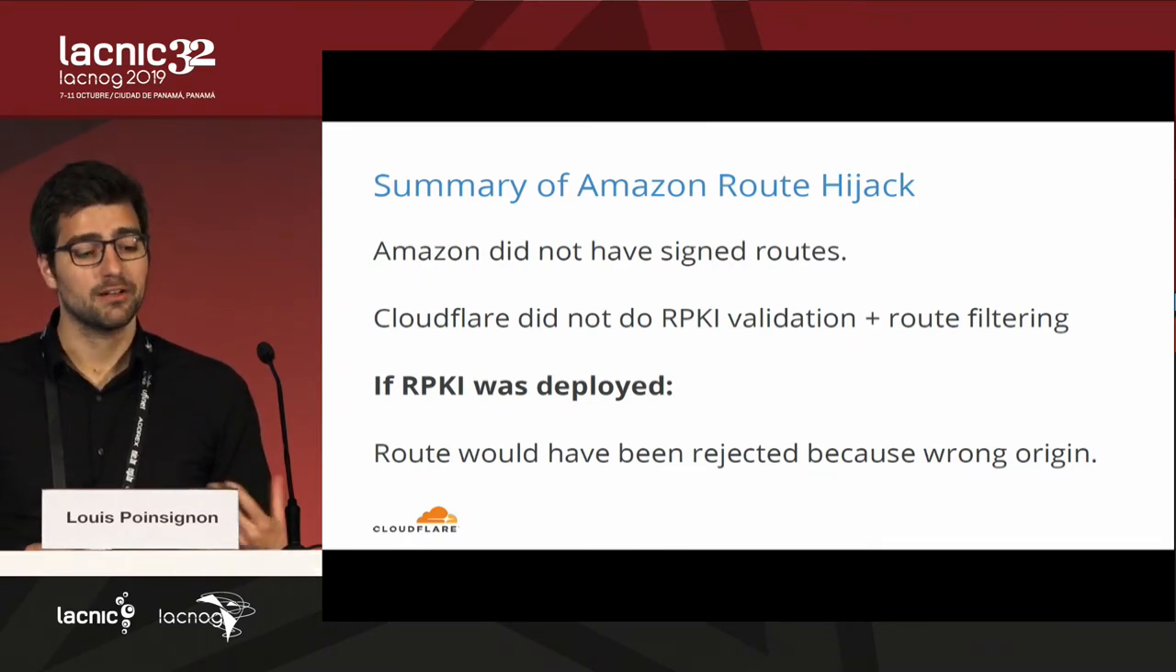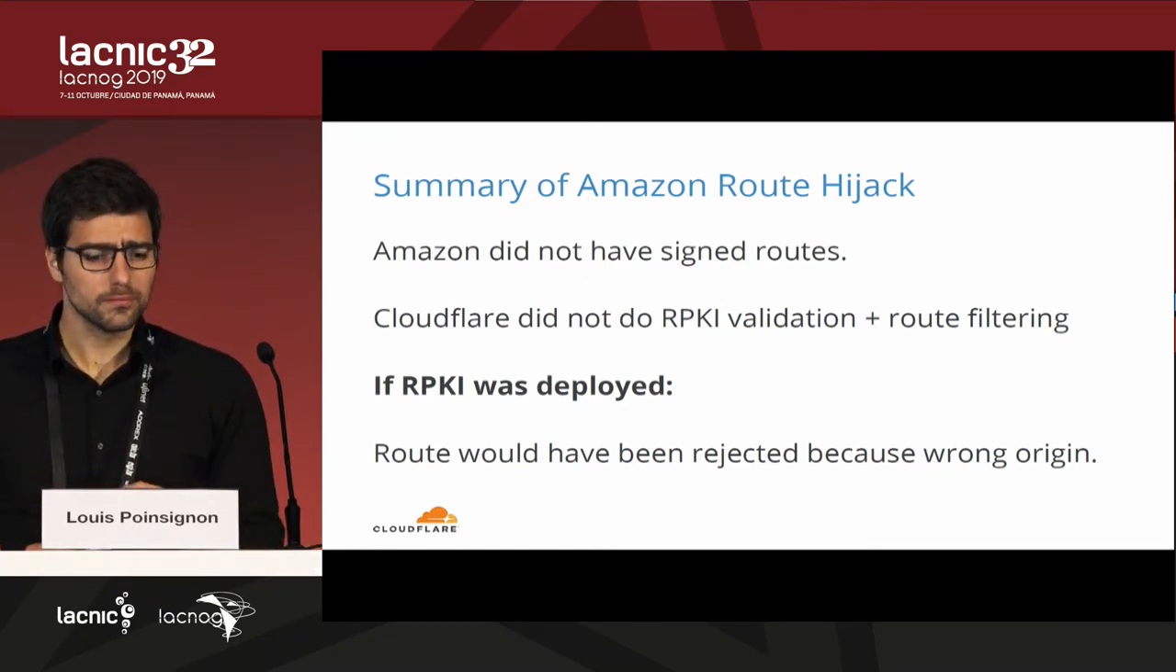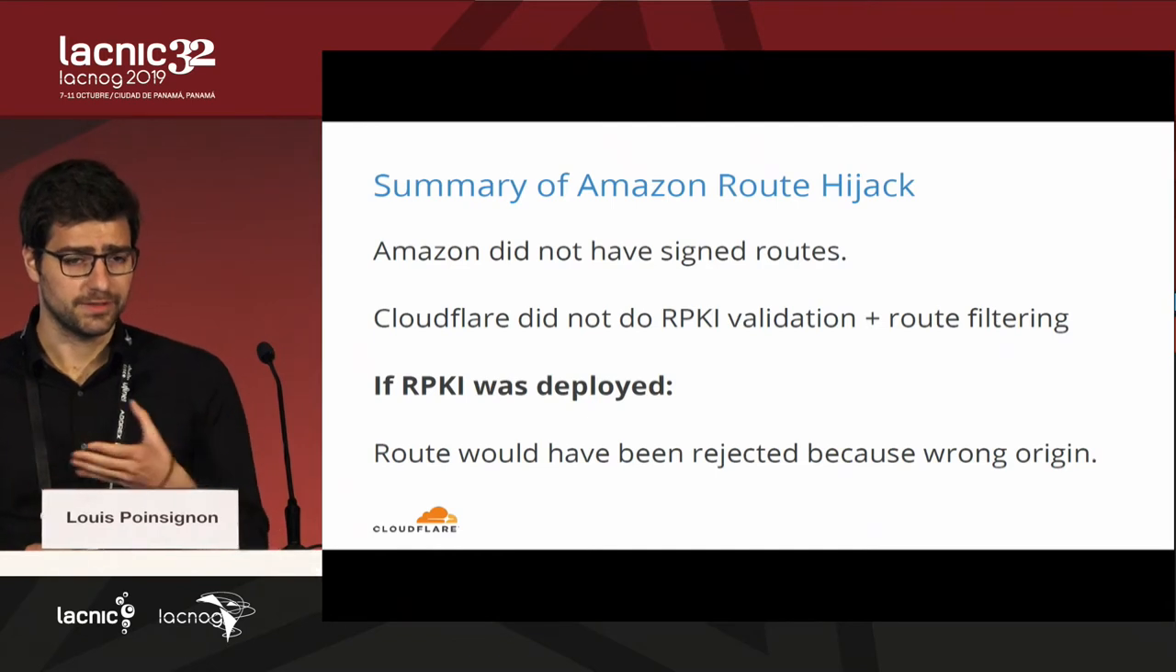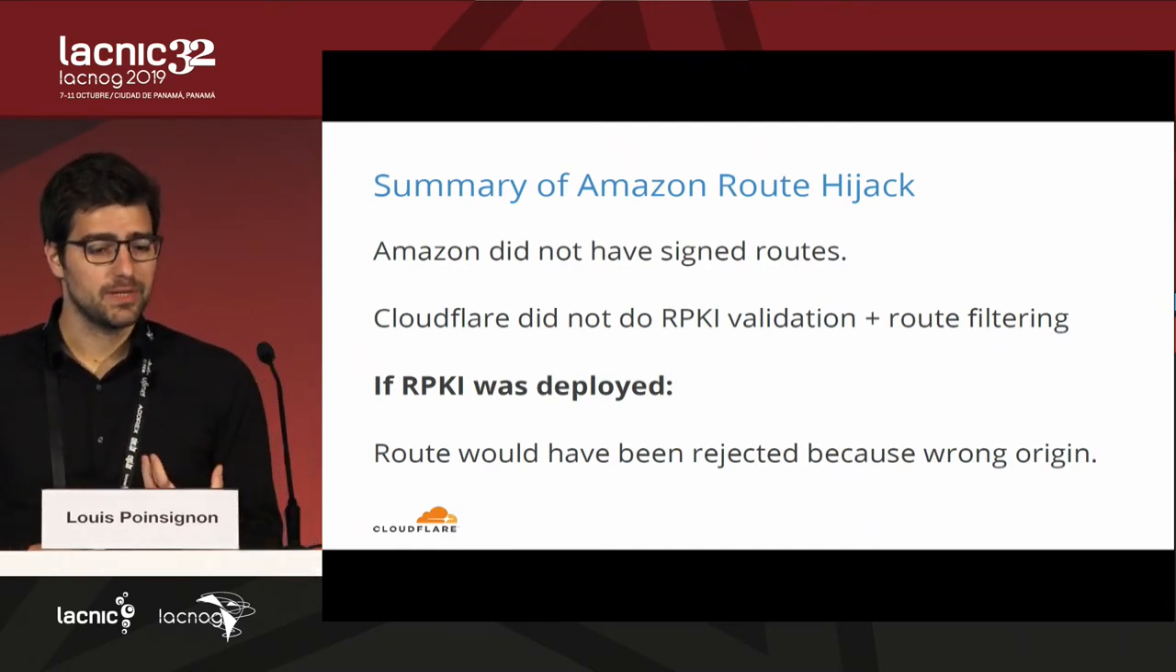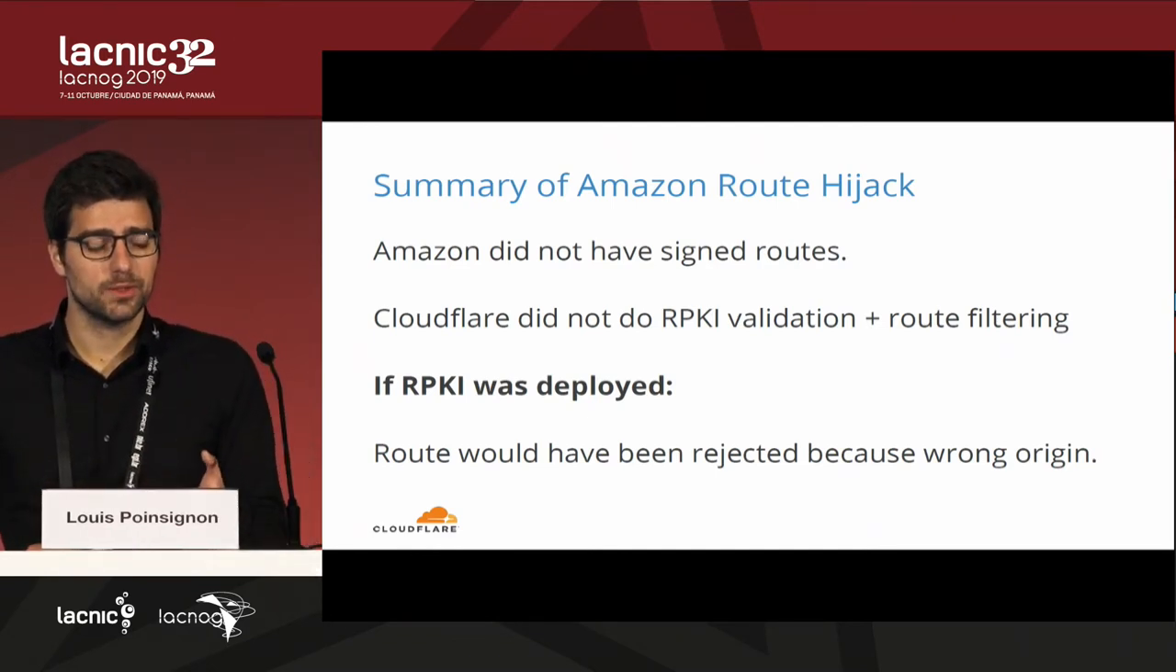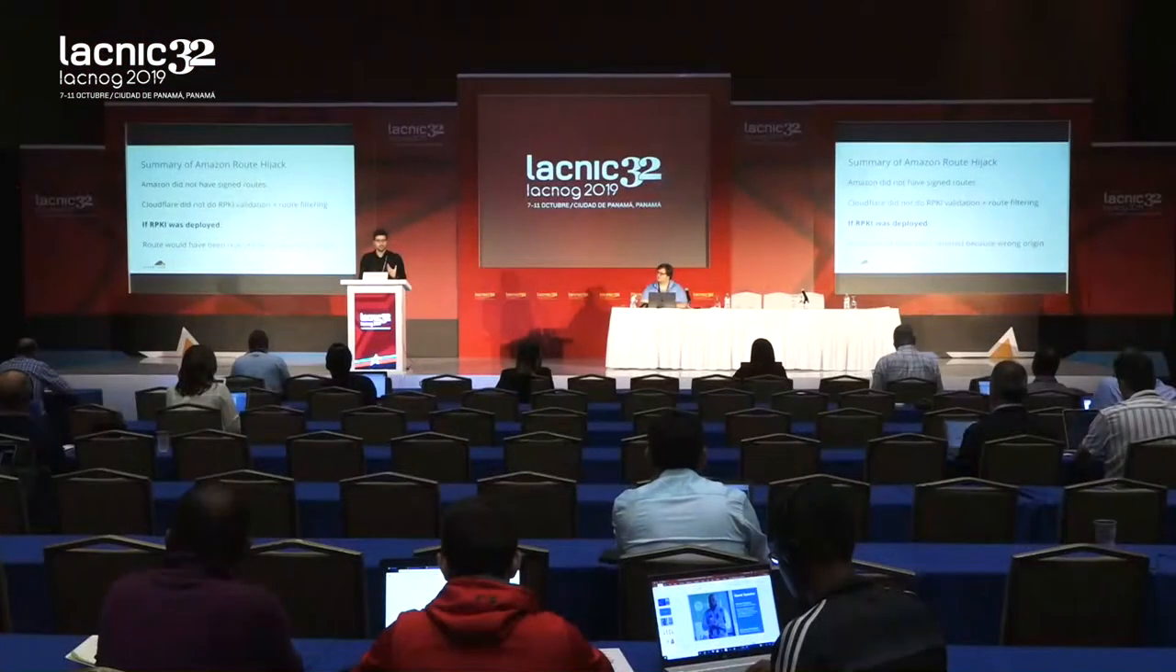Amazon signed the route after. And at the same time, neither Cloudflare nor Google did RPKI validation. We did not do route filtering either on this. So we accepted the leak. And that was one of the easy ones because it had a wrong ASN. It was not Amazon. So we accepted the route because it was faster, because it seemed like the correct route.